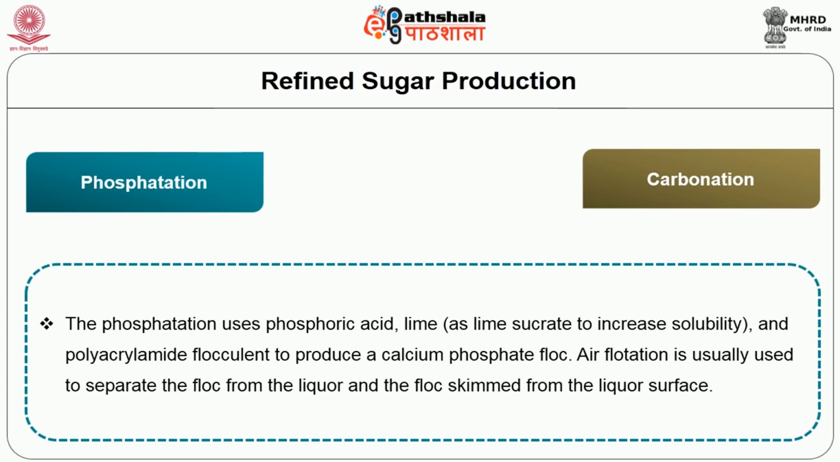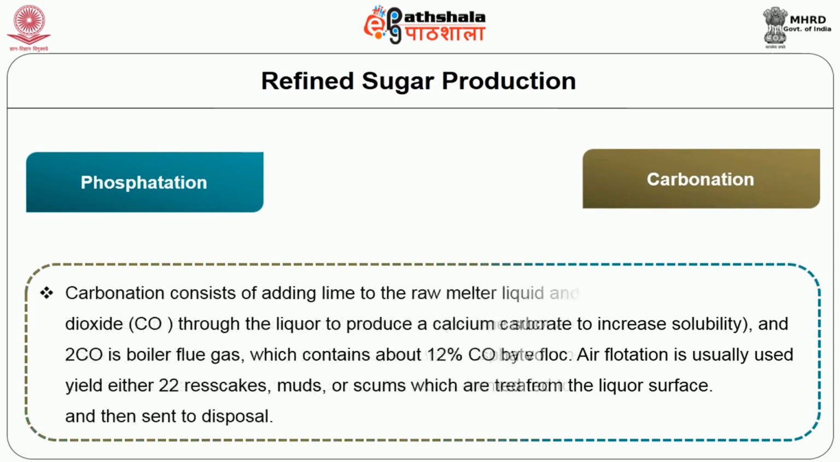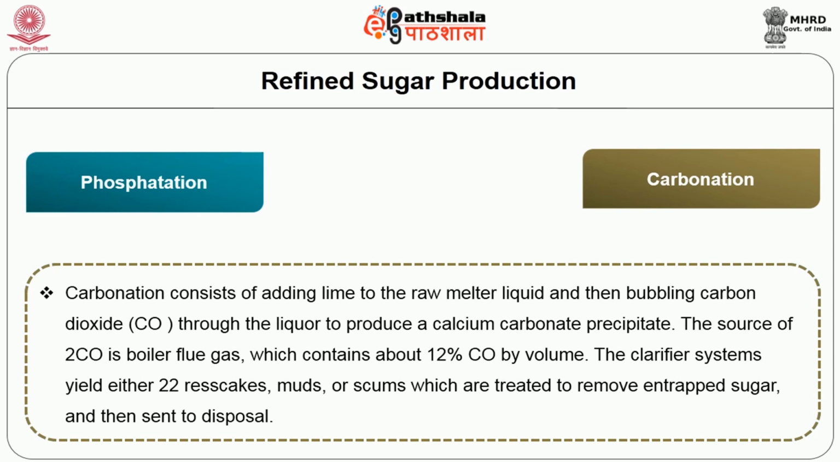The phosphatation uses phosphoric acid, lime as the lime sucrate to increase the solubility, and polyacrylamide flocculant to produce a calcium phosphate floc. Air flotation is usually used to separate the floc from the liquor, and the floc is skimmed from the liquor surface. Carbonation consists of adding lime to the raw melted liquid and then bubbling carbon dioxide through the liquid to produce a calcium carbonate precipitate. The source of carbon dioxide is boiler flue gas, which contains about 12% carbon dioxide by volume.